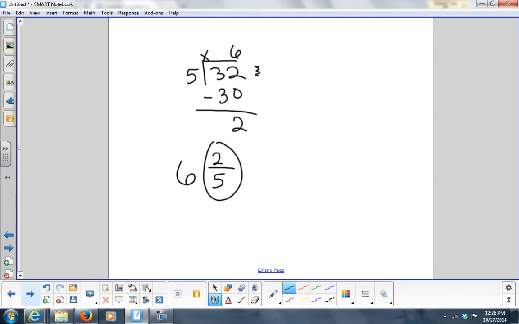Here's another one, guys. 37 divided by 6. Quiet. First thing I'm going to do is divide. 6 can go into 36. What's the closest that 6 can go into 36? 6 times what? Jimmy.